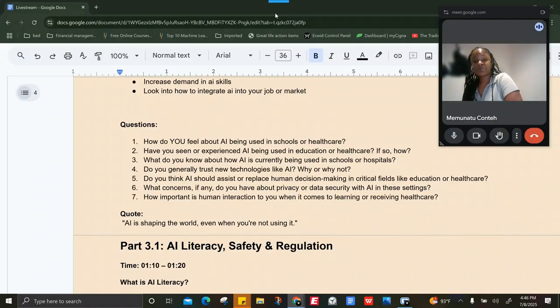Do you think it's going to make people smarter or dumber? Do you think it's going to increase health or decrease health?